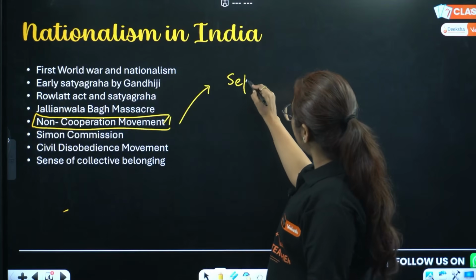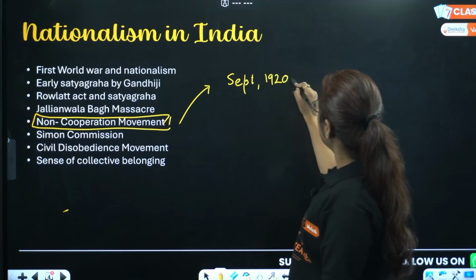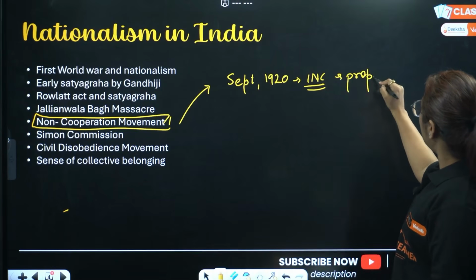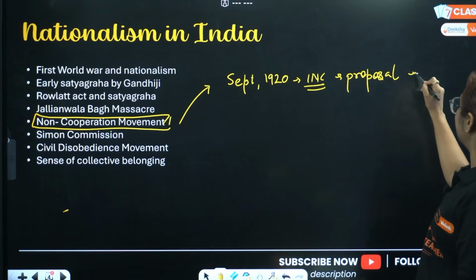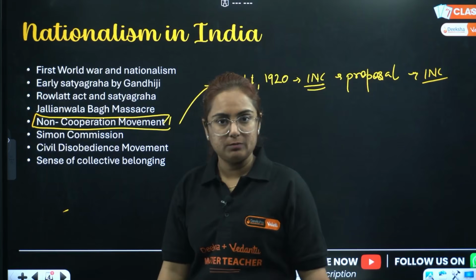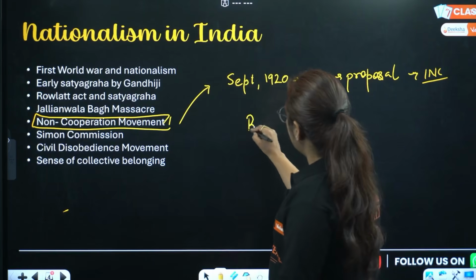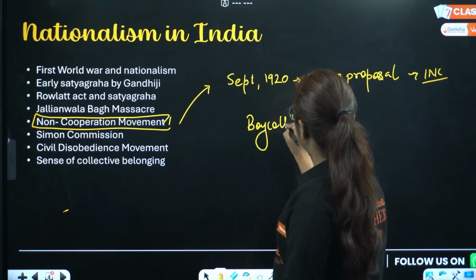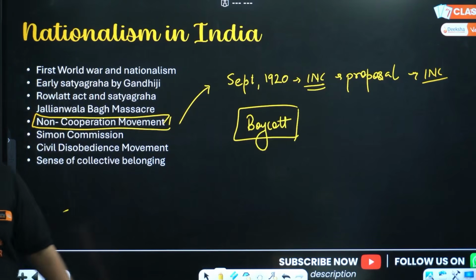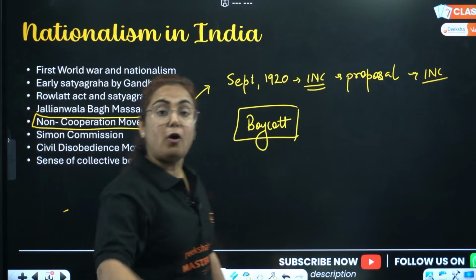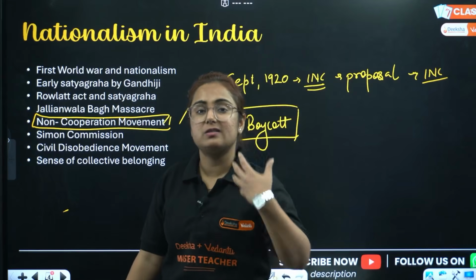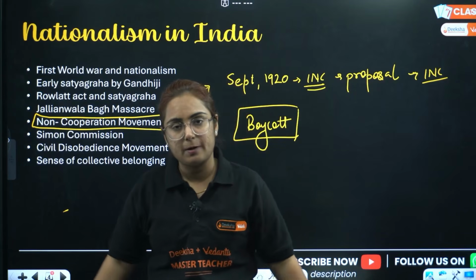In the month of September 1920, at the Indian National Congress session, a proposal for the non-cooperation movement was presented by Gandhiji in front of the members of the Indian National Congress. Okay, what was the proposal? The first point was that we will be boycotting. What is boycotting? We will be boycotting what? All the foreign goods, foreign liquor, foreign institutions like government schools, colleges, law courts, government councils, etc.